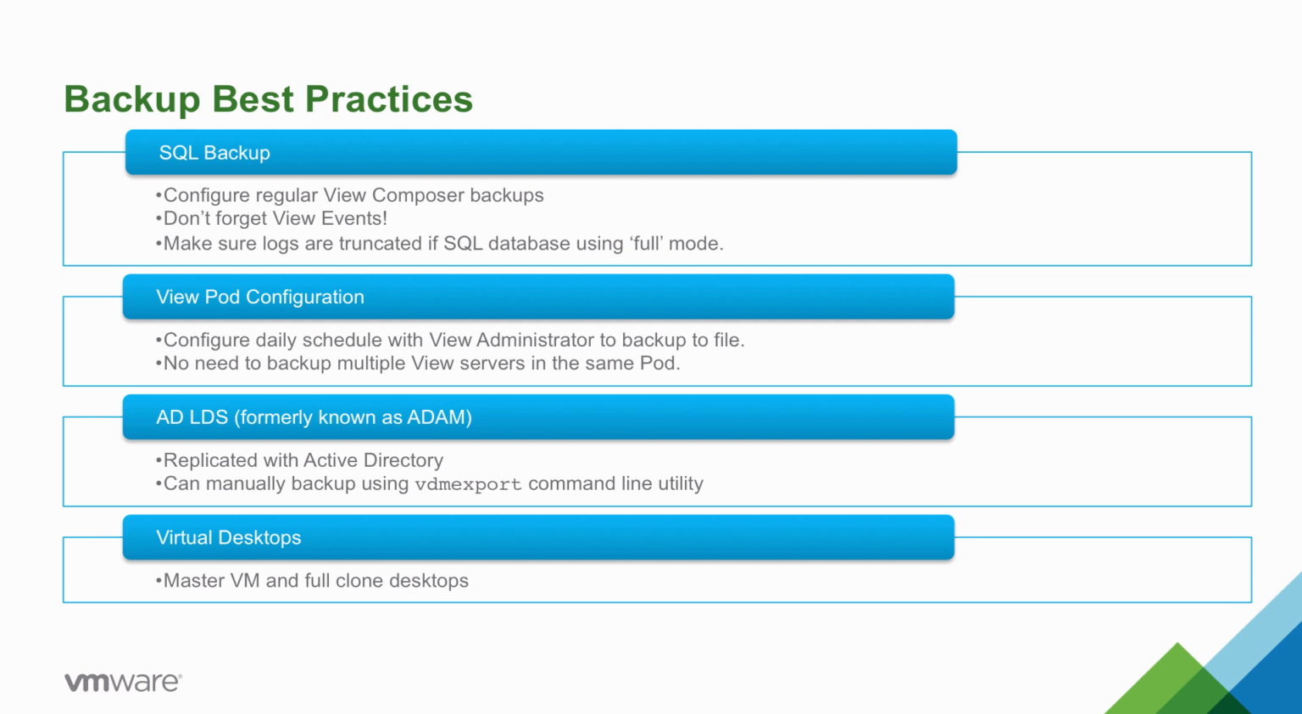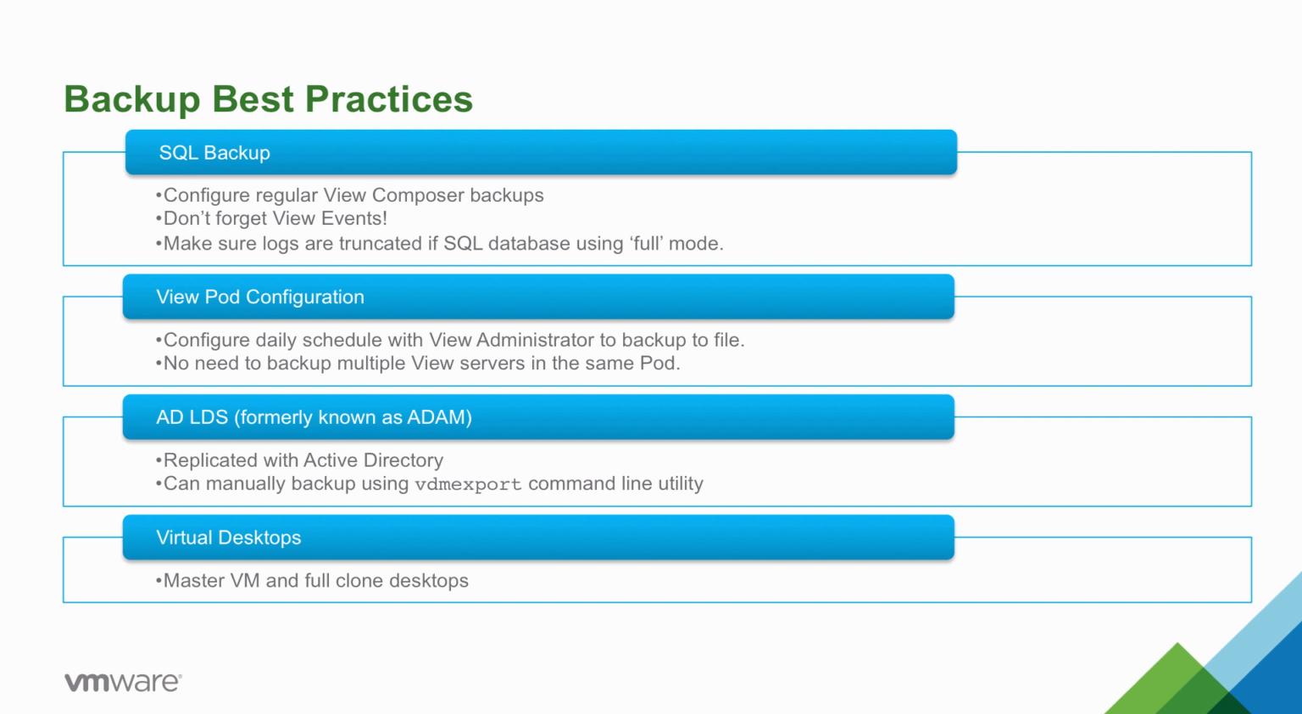In terms of backup, this is something that gets neglected often, and there are a number of components you need to be aware of that need to be backed up. So first of all, we need to back up our SQL Server so that we're doing regular View Composer backups, and also the View Events database, just so we can keep that information consistently. Also, just as a tip, make sure your logs are truncated if SQL databases are using the full mode.